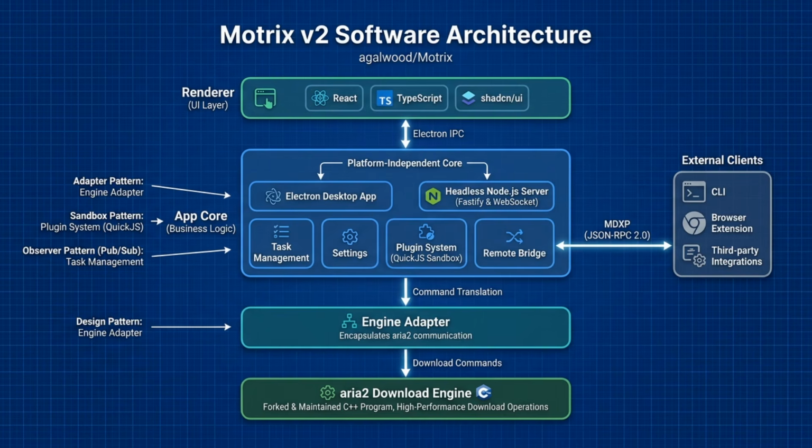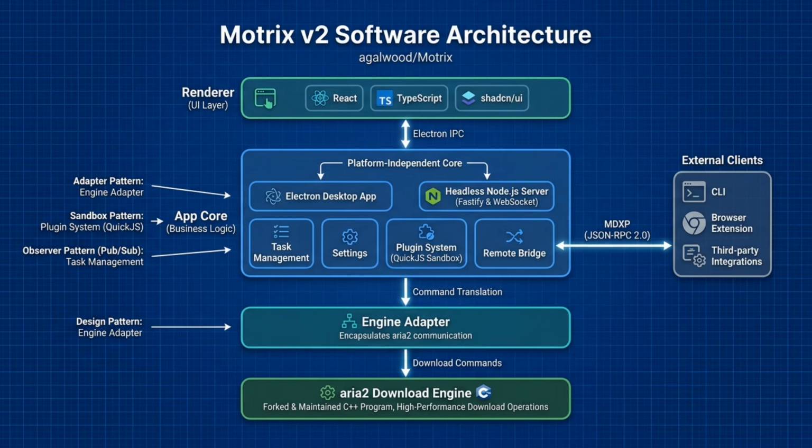It unifies all these functions into one clean application. But more importantly, it separates the download engine from the user interface, allowing it to operate in two very distinct modes. The architecture of Motrix is really its most compelling feature.